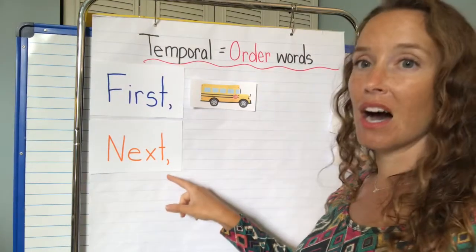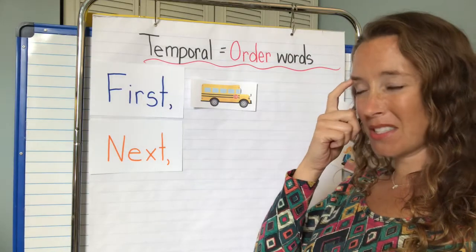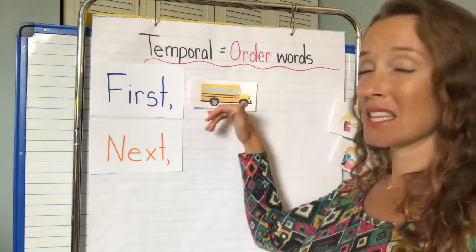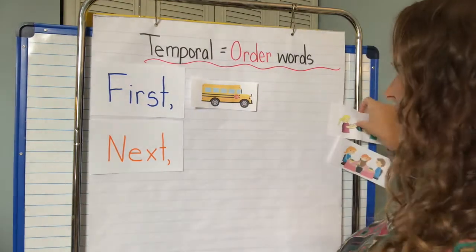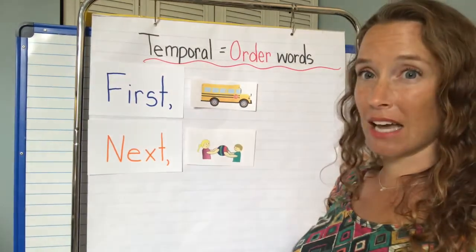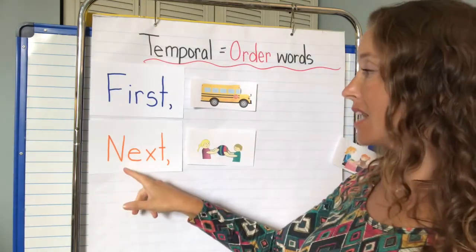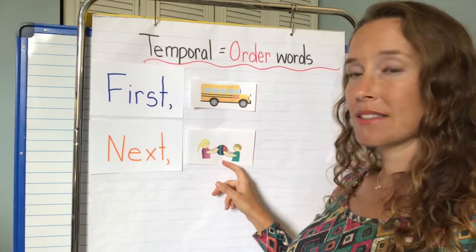Next, comma. Okay, again, taking that pause, I'm thinking, what happens next in my story? What happens right after I take the bus to school? Well, in my story, I talk about how I played at recess. So first, comma, I took the bus to school. Next, comma, I played at recess.